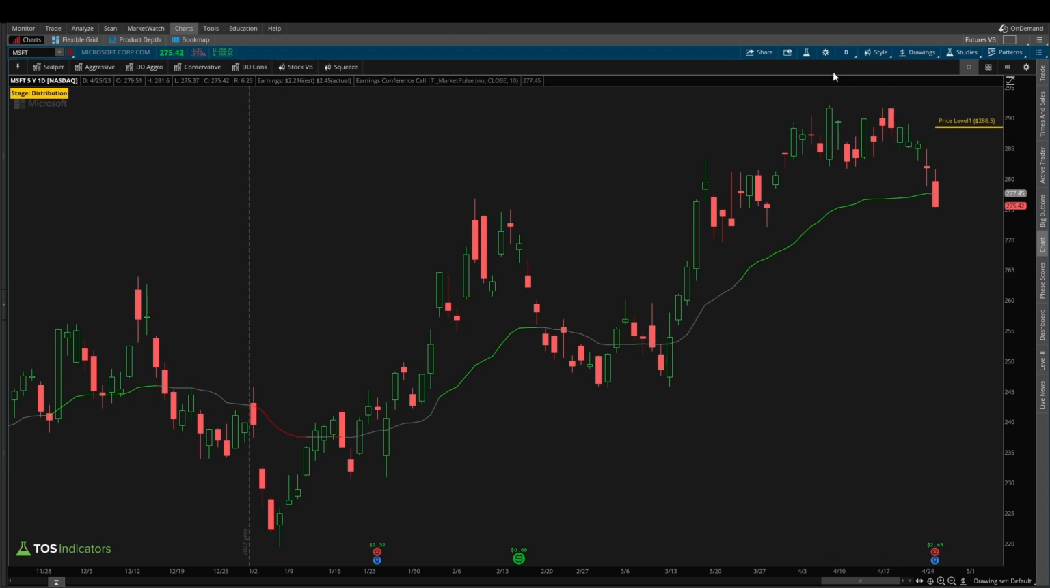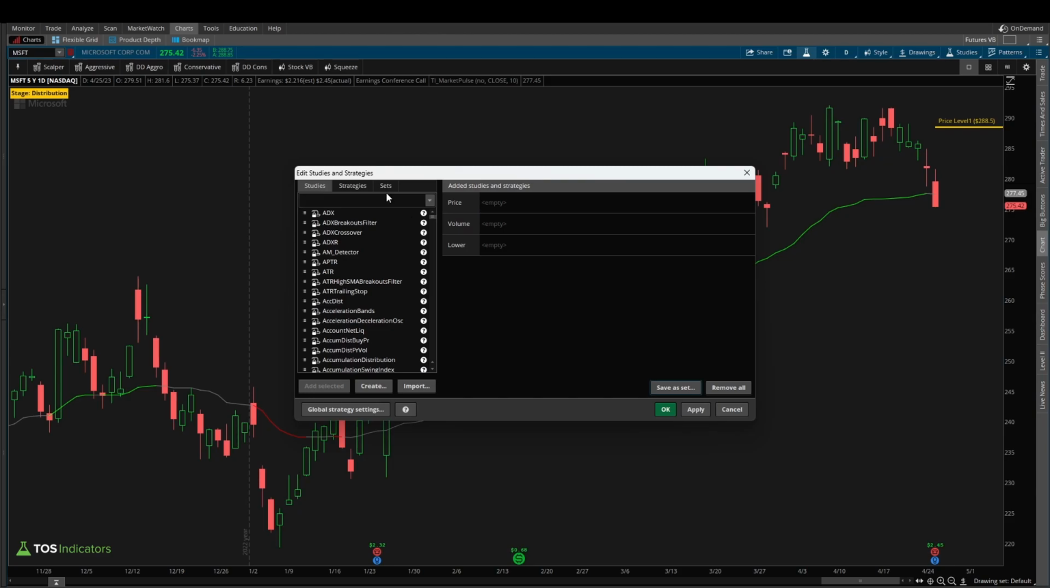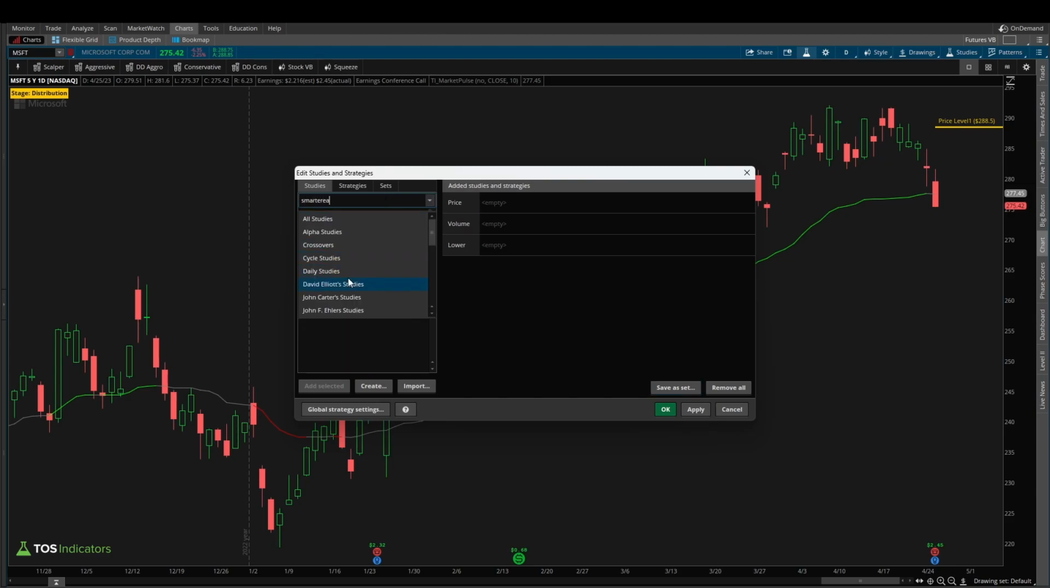Now that we've understood trend, let's load in our smarter earnings indicator.